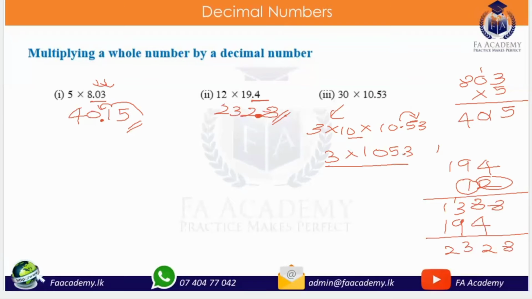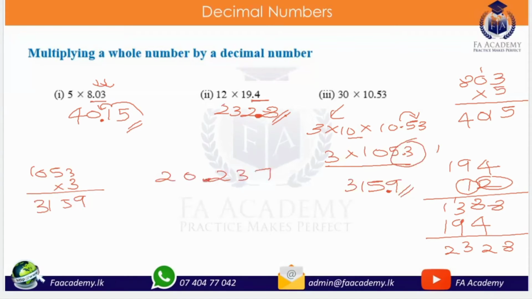Now at this step, you can forget about the decimal. 1053. 1053 multiplied by 3. Do the multiplication first. 9, 15, 3. And once you get the answer, check how many decimal places there are. There is only one. So move the point once backwards. So your answer will be 315.9.